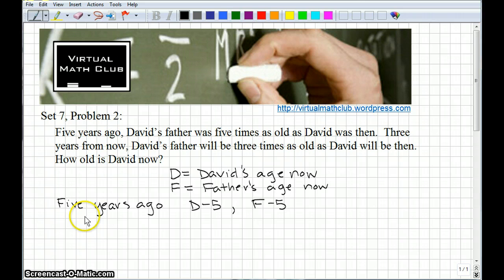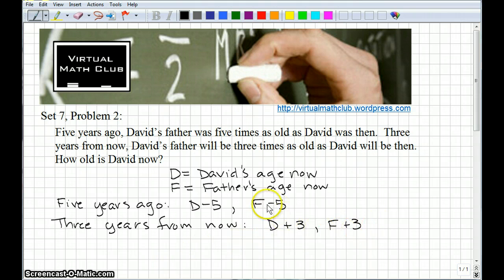And we also know some information about David's father's and David's ages 3 years from now. So let's look at what that would look like. 3 years from now, what's David's age? He'll be 3 years older, so it's D plus 3. So if he's 8 years old now, he'd be 11, right? And his father's age, he'll just be 3 years older too.